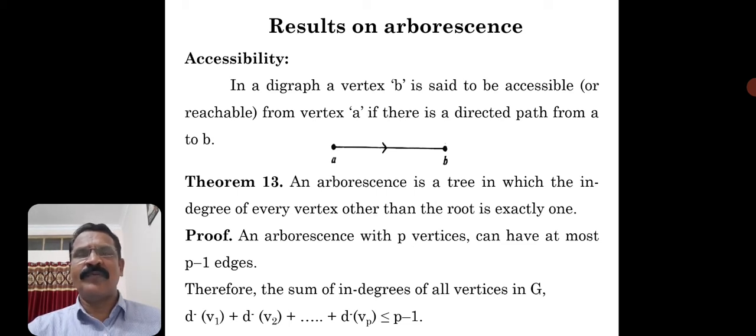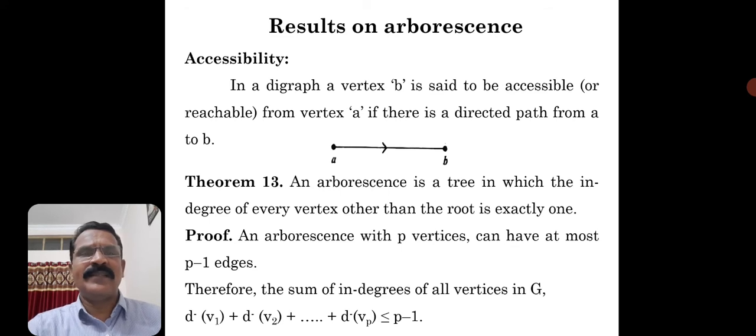So what we have observed in the case of the tree and the arborescence: arborescence is also a tree, but particularly you will get one root. The in degree of that vertex is 0. That is called a root. And the in degree of every other vertex other than the root is always 1. So such a graph is called arborescence. That we have already discussed in the previous session. So based on the concept of arborescence and accessibility, now we will consider one theorem.